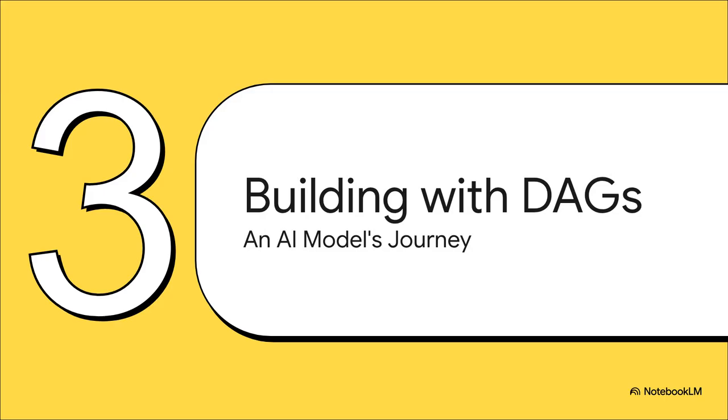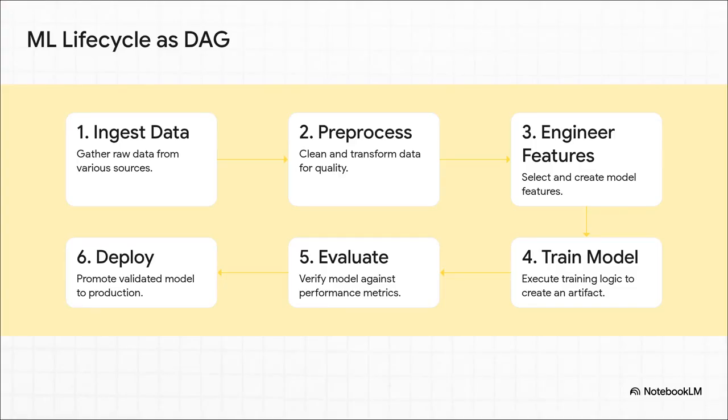Okay, so that's the theory, which is cool and all, but let's get real. How does this apply when you're building an actual machine learning model from the ground up? You'll see that the entire journey of a model, from start to finish, is a perfect DAG. First, you've got to ingest the raw data. Then, of course, you clean it up and normalize it. That clean data is then used to engineer features, which get fed into the model training task. The model that pops out gets evaluated, and only, and I mean only, if it passes our tests does it get deployed. See? Each step is a node, and the flow of data creates the edges.